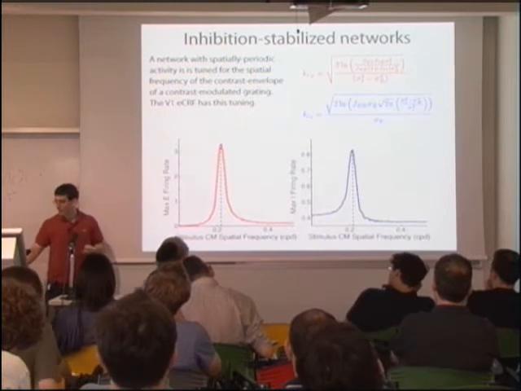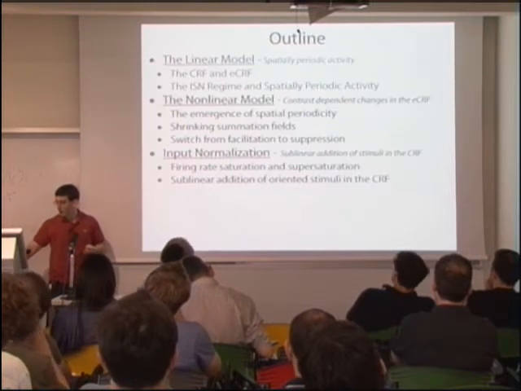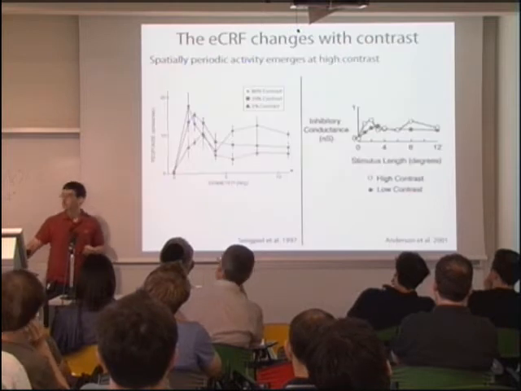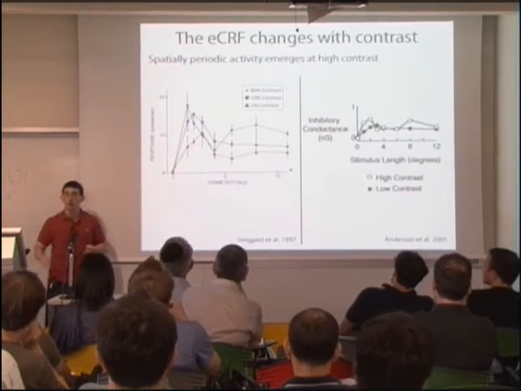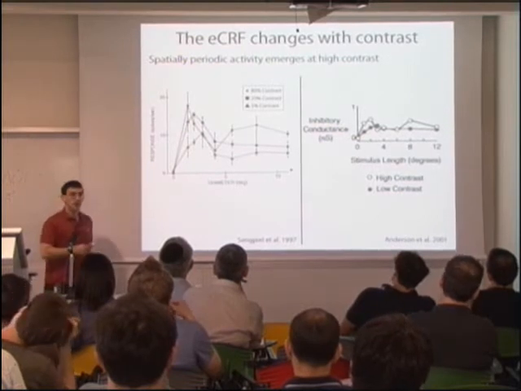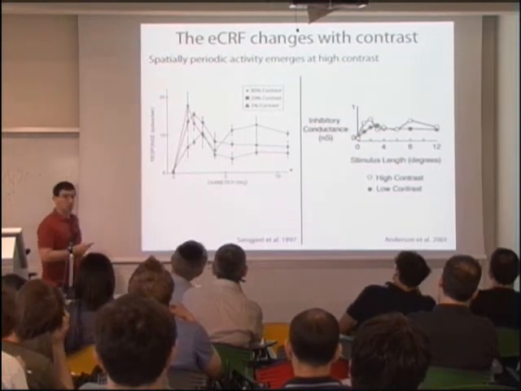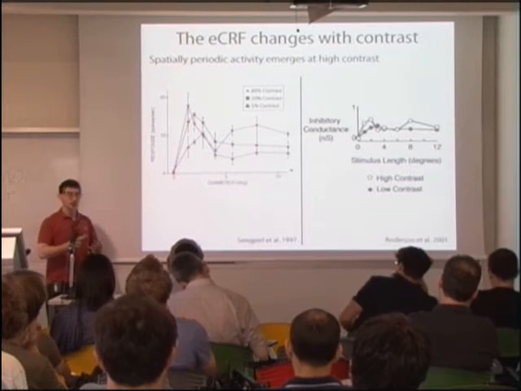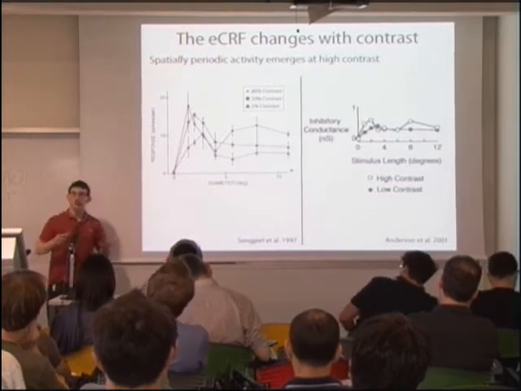And so with that, I wanted to then move on to the nonlinear stuff. I'm doing pretty good. So why a nonlinear model? Why do we care about nonlinearity? The reason we care about nonlinearity is we know that the extraclassical receptive field changes qualitatively with stimulus contrast. And this is stuff that's already been discussed a little bit today.